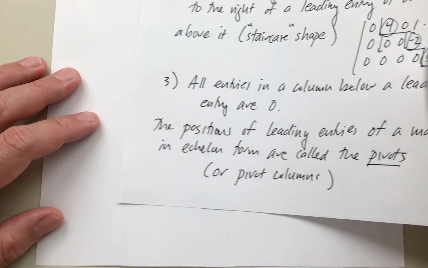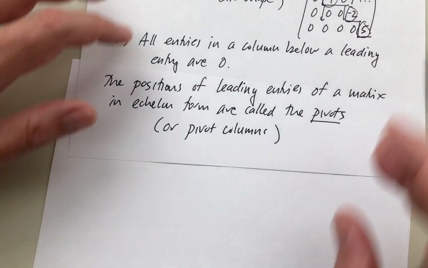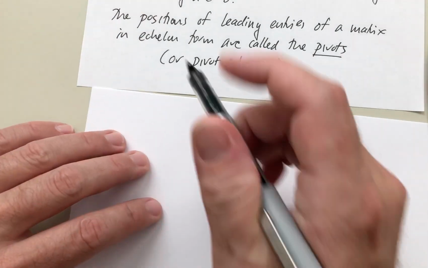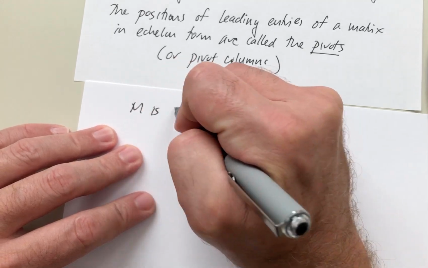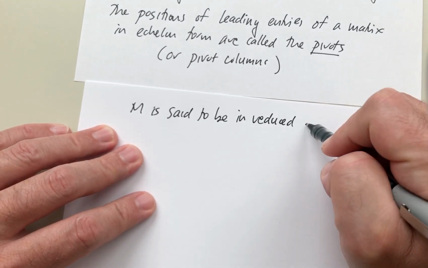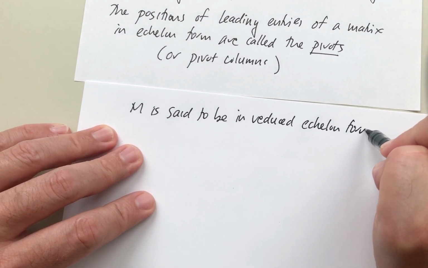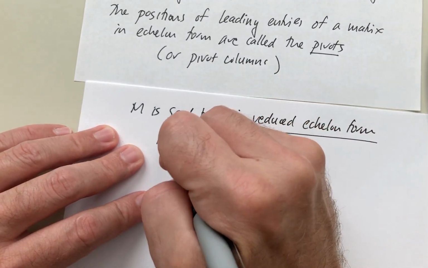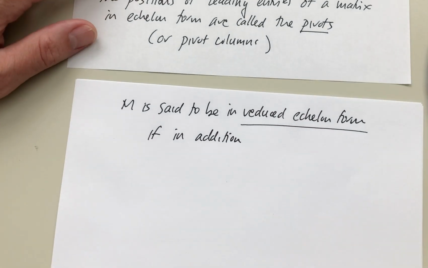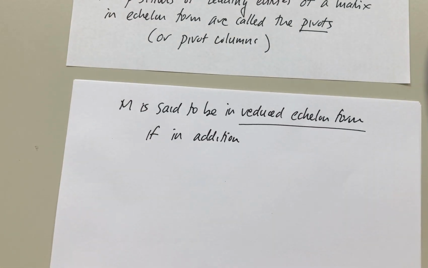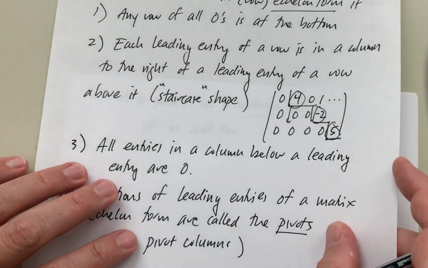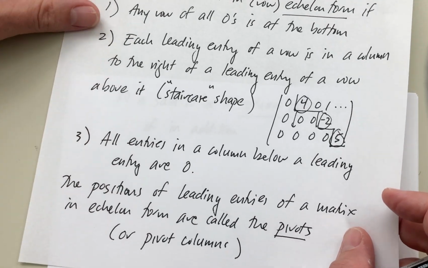Okay, so let me just now say, so that's the notion of an echelon form. Now there's something stronger we could ask for. M is said to be in what's called reduced echelon form if, in addition, two things are satisfied. The first thing, so again, we want to know that all of these things above were satisfied. So we still have these three things, but now we're going to ask for more.